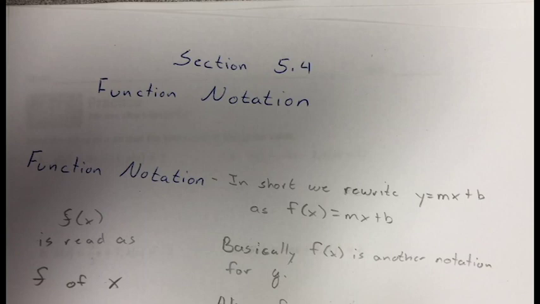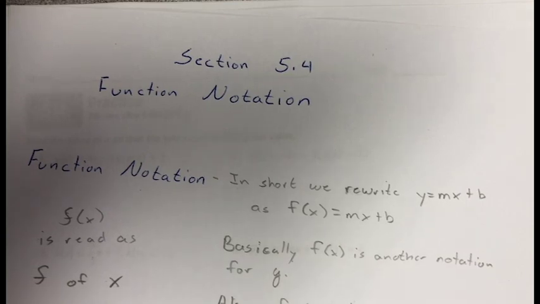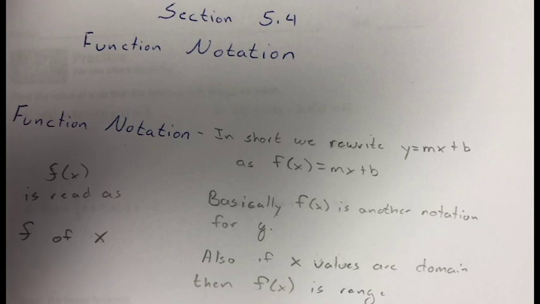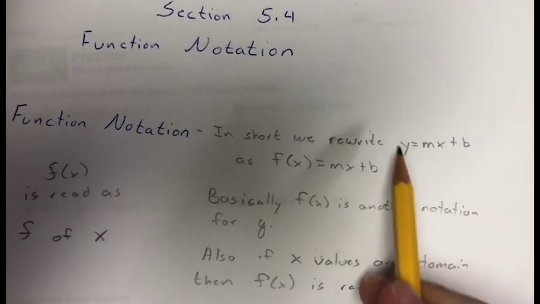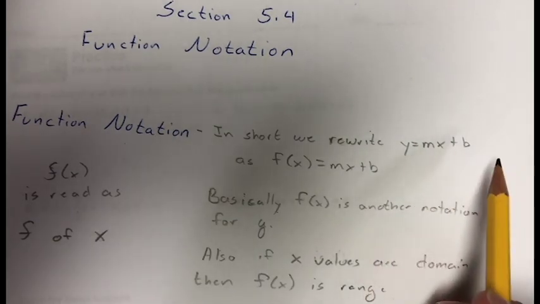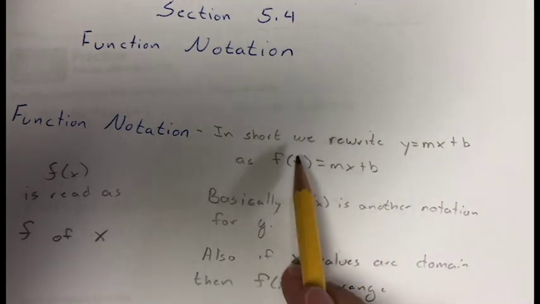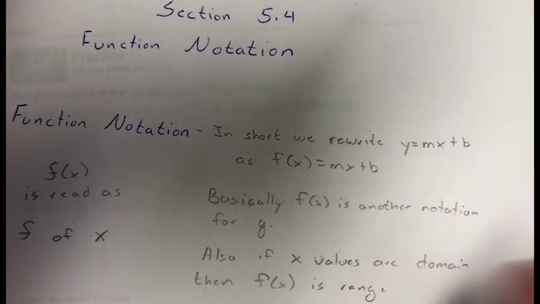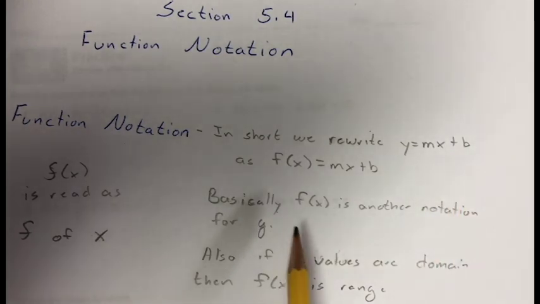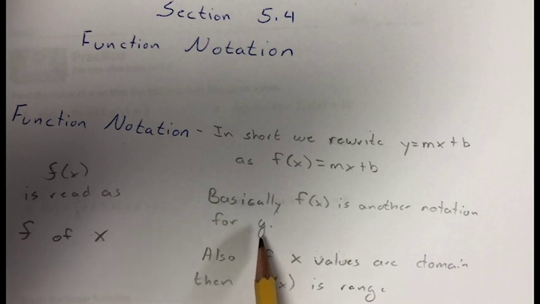Right, so section 5.4, we're getting into something called function notation. In short, we are basically writing the equation of the slope-intercept form, y equals mx plus b, as f of x equals mx plus b. This and this are basically the same thing, and f of x is just another way of saying y.